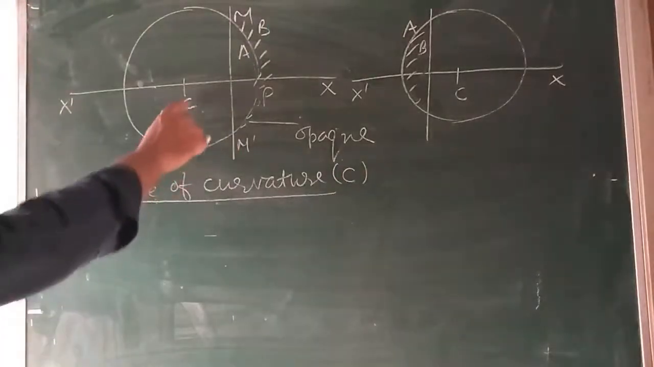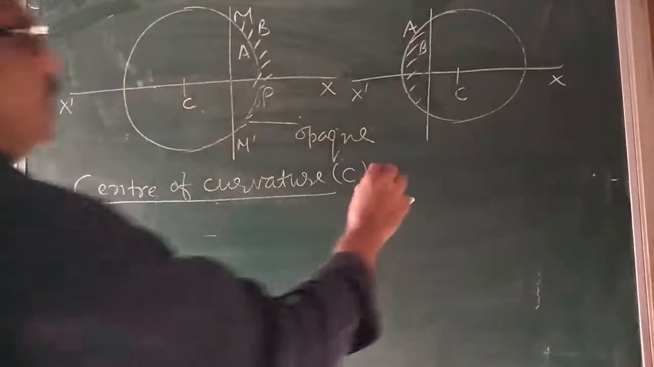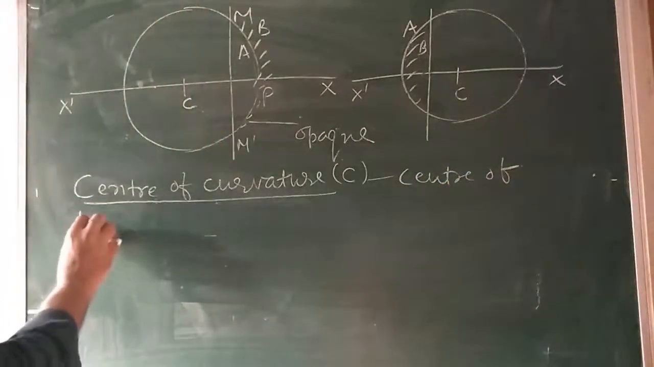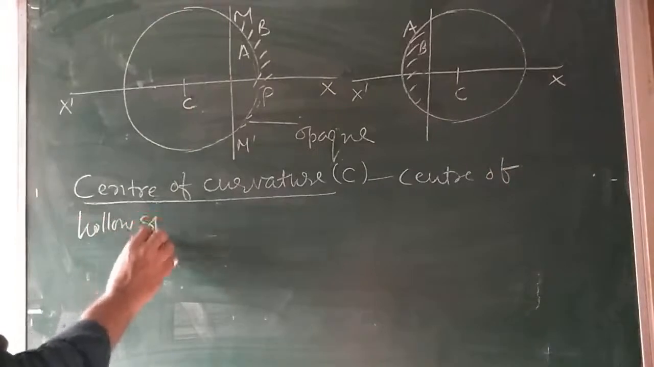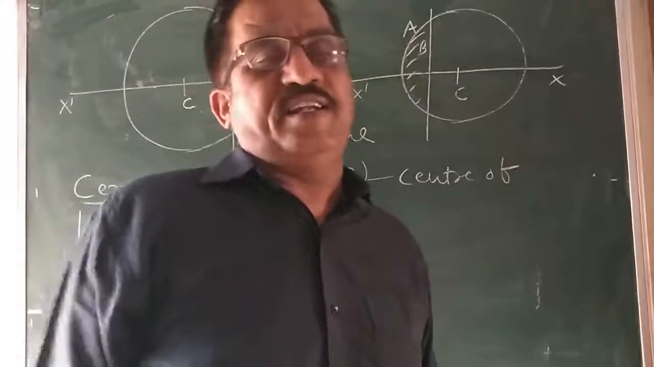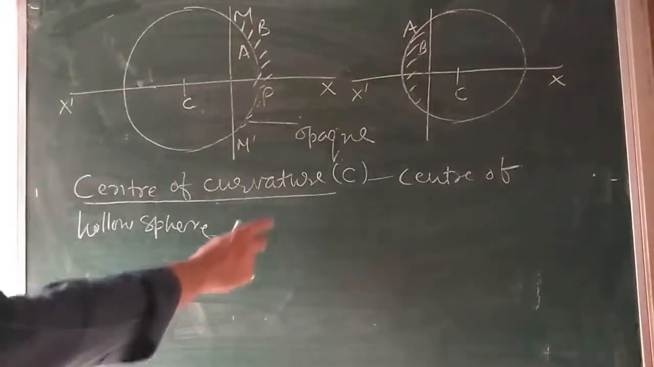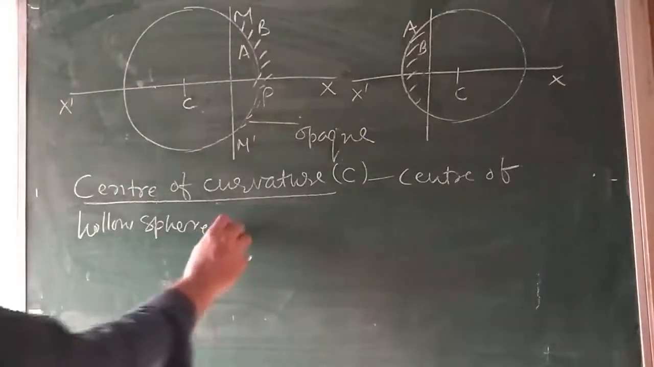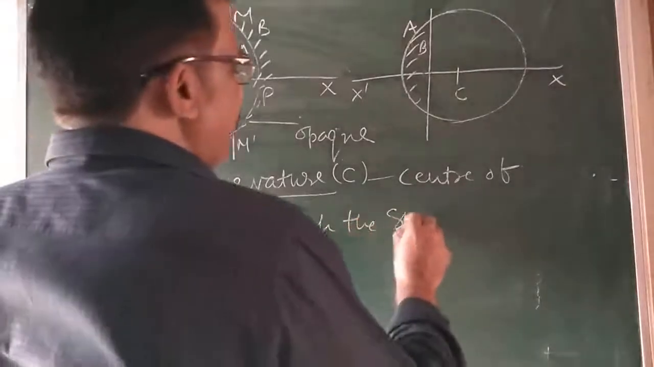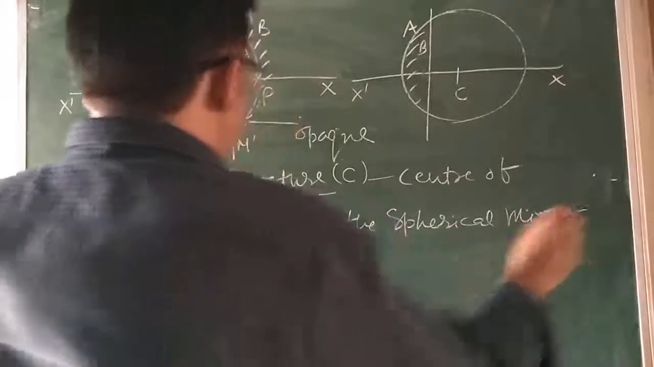The center of curvature of a spherical mirror is the center of the hollow sphere. It is the center of our hollow sphere. That is called center of curvature, of which the spherical mirror is a part.